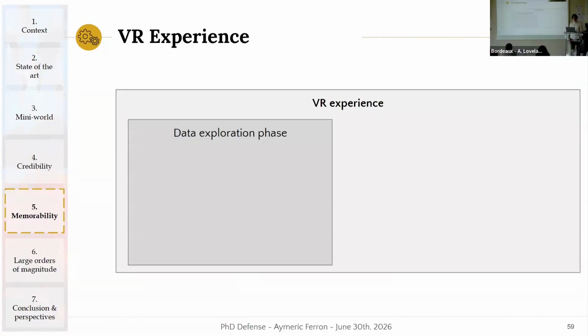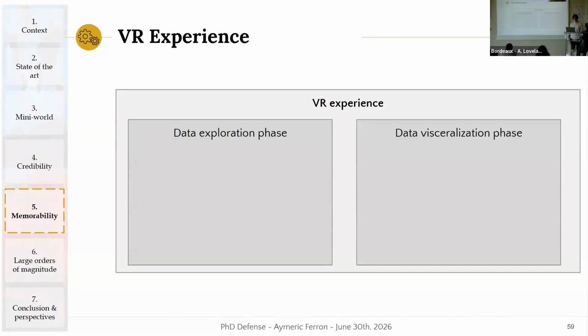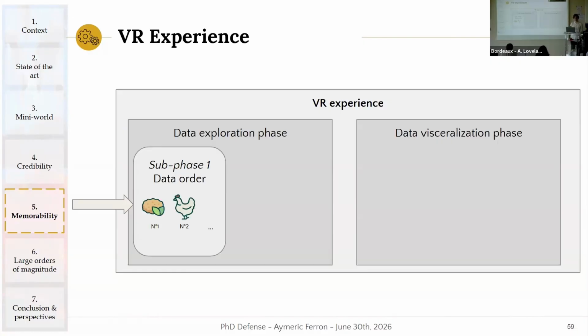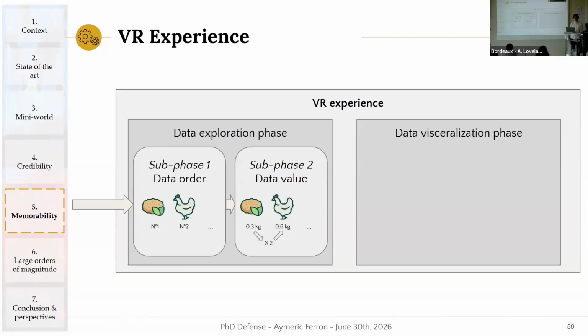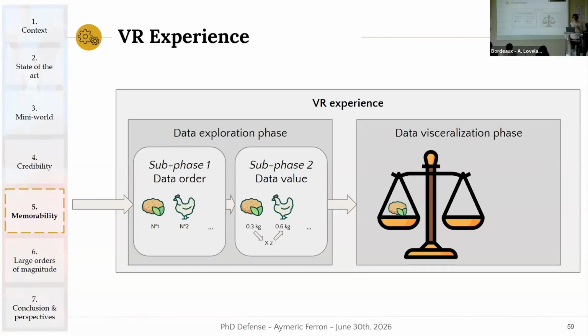The VR experience is twofold. First, a data exploration phase, and then a data visualization phase. The data exploration phase is split into two subphases. First, people will discover the order of the datasets, and then they will learn about the exact values and the ratio between the items. And at the end of the data exploration phase, the whole dataset is displayed. And then for the visualization phase, people will interact further with each of the scales, making cubes appear in the right pan to balance the scales.